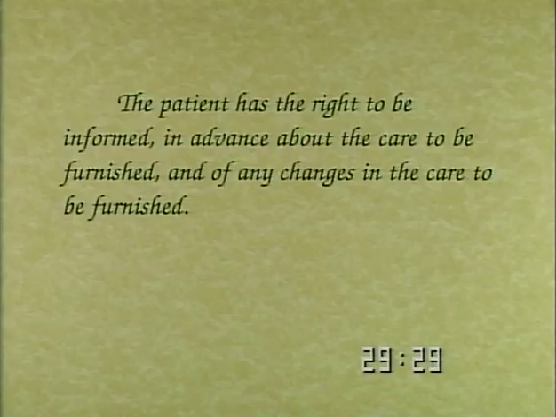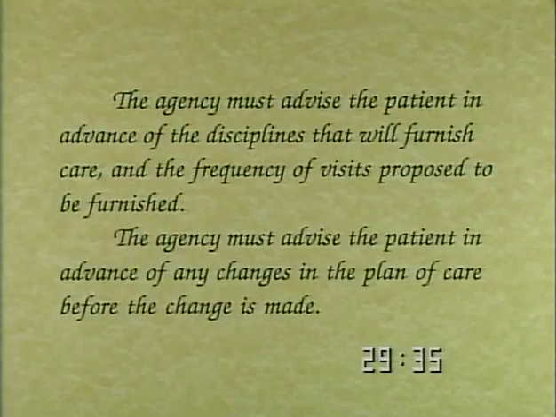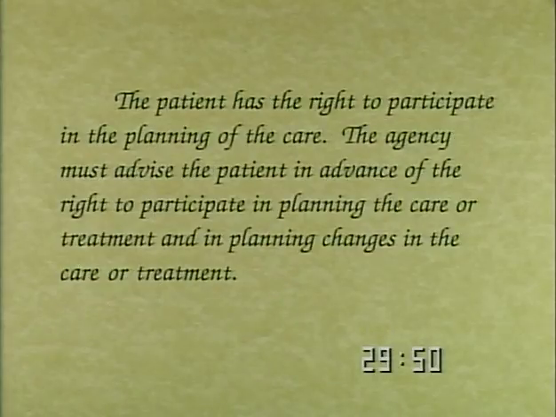The last standard of patient rights is the right to be informed and to participate in care planning. The patient has the right to be informed in advance of the care to be furnished and of any changes in the care to be furnished. The agency must advise the patient in advance of the disciplines that will furnish care and the frequency of the visits proposed to be furnished. The agency must advise the patient in advance of any changes in the plan of care before the change is made. The patient has the right to participate in the planning of the care.